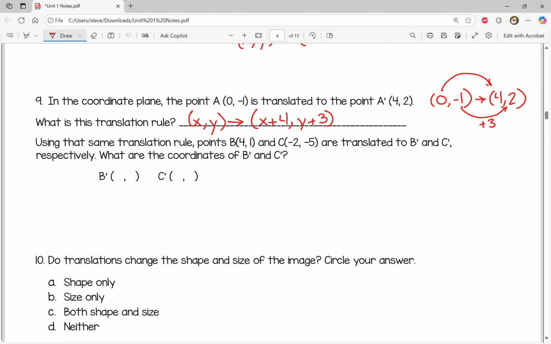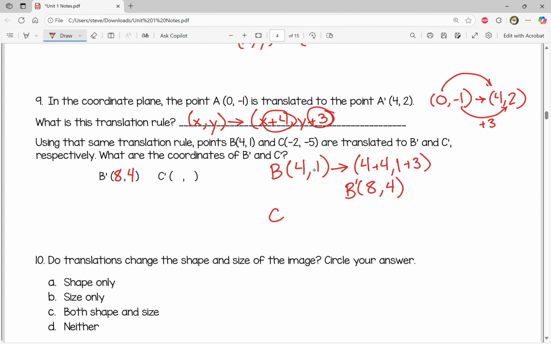So this rule is going to help us for this second part. Using that same translation rule, point B, 4, 1. So 4, 1 is going to become 4 plus 4 and 1 plus 3. So what does that turn out to be? That becomes 8 and 4. So remember, that was B. So the new point is going to be B prime. And that's what it's asking for us to fill out over here. So that's 8 comma 4.